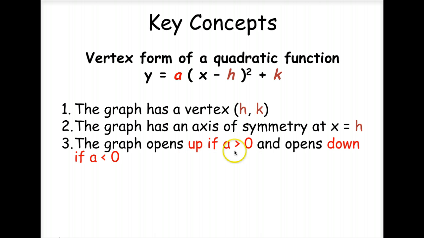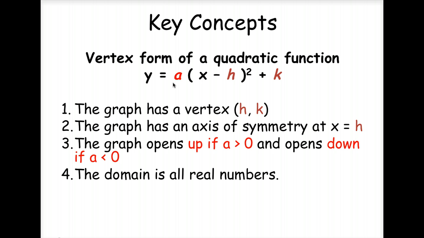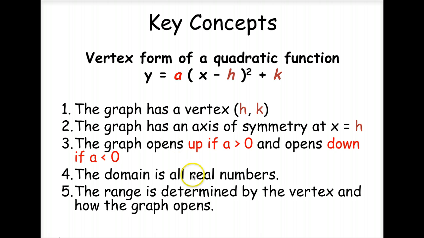And the graph opens up if a is greater than 0 and down if a is less than 0. So if this is positive, it opens up. If it's negative, it opens down. So you would have a frowny face. The domain is all real numbers, and the range is determined by the vertex and how the graph opens. So we'll take a look at those.